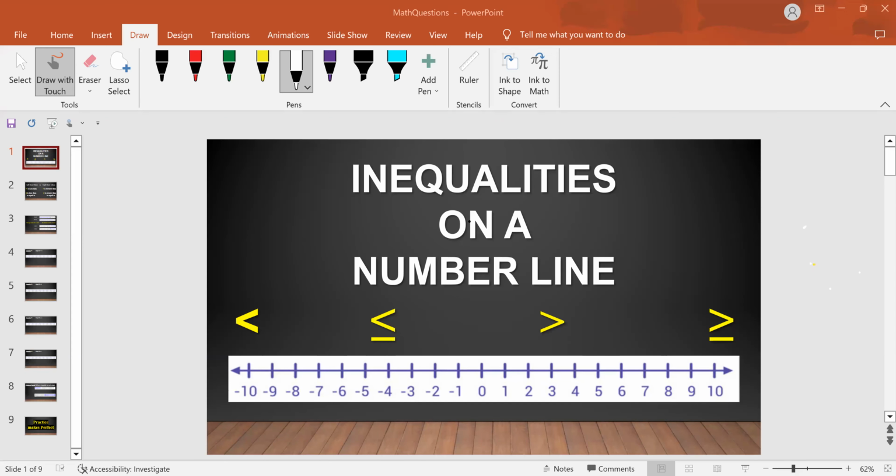Inequalities on a number line. Welcome to this video where we'll use the 4 different symbols to graph inequalities on a number line.